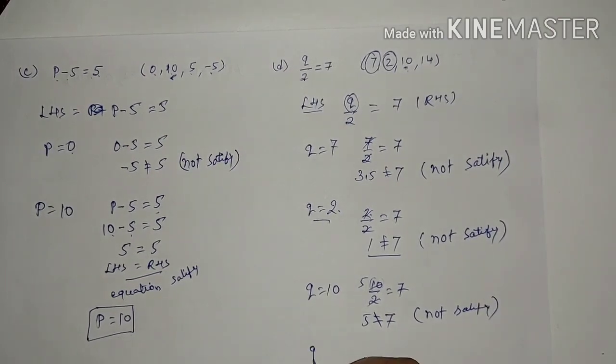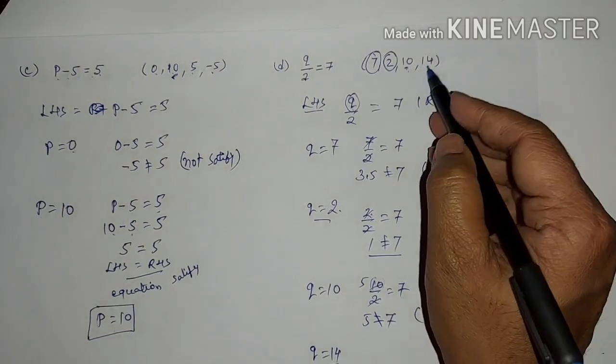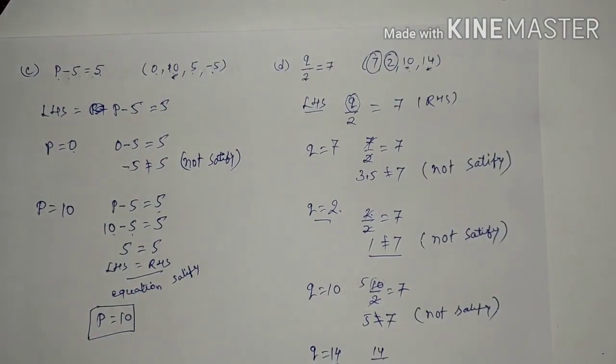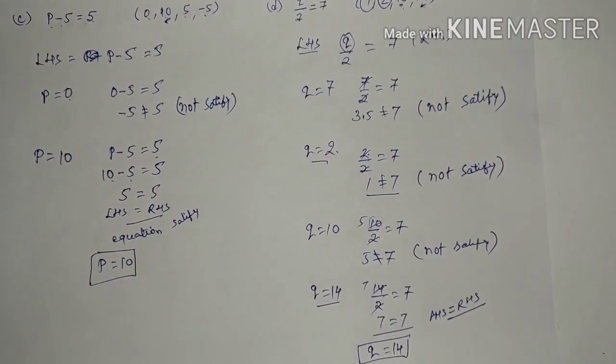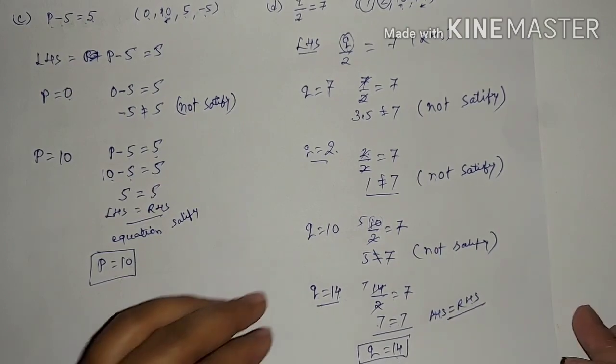Okay, now next is q is equal to 14 is given. So 14 upon 2 is 7. After cancellation 7 is equal to 7. It means the left hand side is equal to the right hand side, so the answer is q is equal to 14. Okay, that's q. We put the value of q as 14, 14 upon 2 is equal to 7, left hand side equal to right hand side, q is equal to 14.